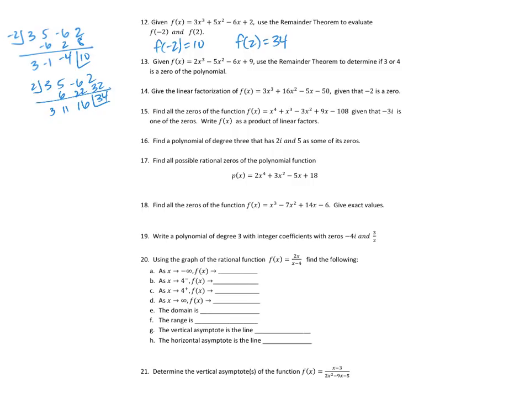So given that f is that, use the remainder theorem to determine if 3 or 4 is a zero of the polynomial. So we can divide out a 3. So we have 2, -5, -6, and 9. So let's see. 3 times 2 is 6. 6 minus 5 is 1. That gives me a 3. -3. 3 times -3 is -9, so I get 0. So 3 is a 0.